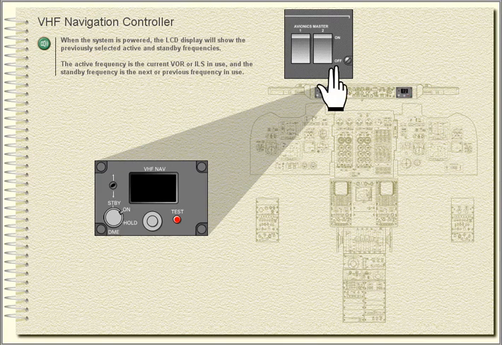VHF Navigation Controller. When the system is powered, the LCD display will show the previously selected active and standby frequencies. The active frequency is the current VOR or ILS in use, and the standby frequency is the next or previous frequency in use.